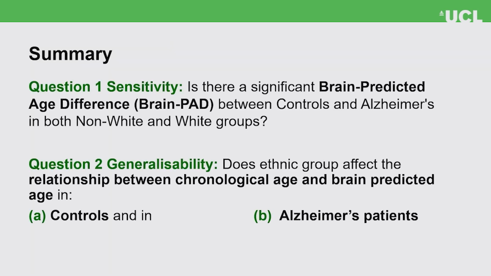So in summary, with regards to the first question of sensitivity, we found that there was a significant brain predicted age difference between controls and Alzheimer's in both the non-white and white groups. And we found that ethnic groups did not affect the relationship between chronological age and brain predicted age in controls, but had inconclusive results for Alzheimer's disease.